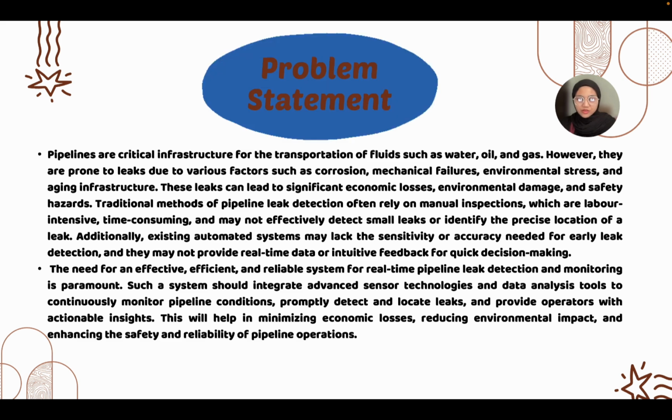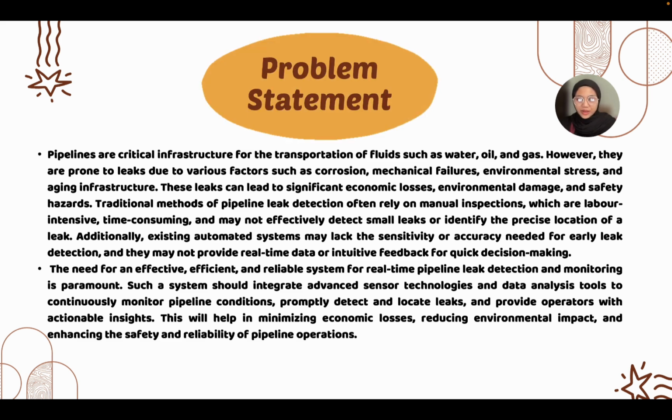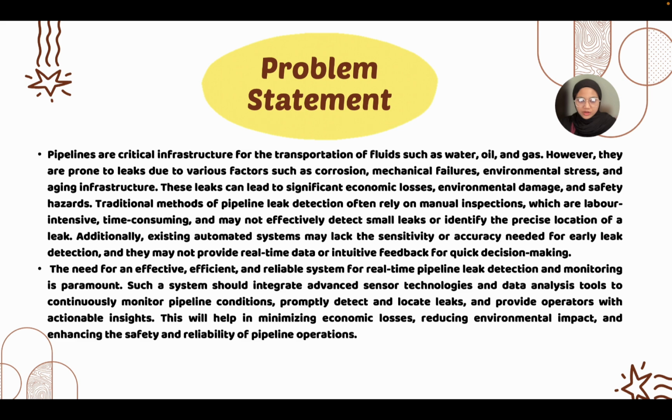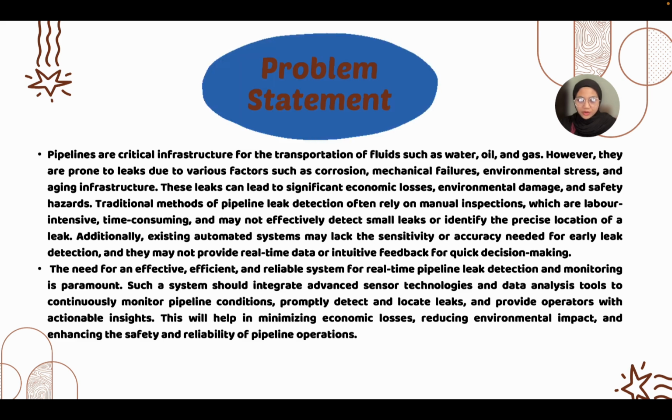Traditional methods of pipeline leak detection often rely on manual inspections, which are labor-intensive, time-consuming, and may not effectively detect small leaks or identify the precise location of a leak. Additionally, existing automated systems may lack the sensitivity or accuracy needed for early leak detection, and they may not provide real-time data or intuitive feedback for quick decision-making.